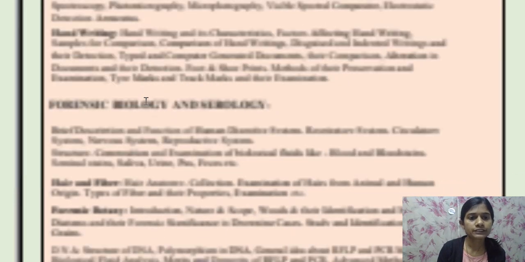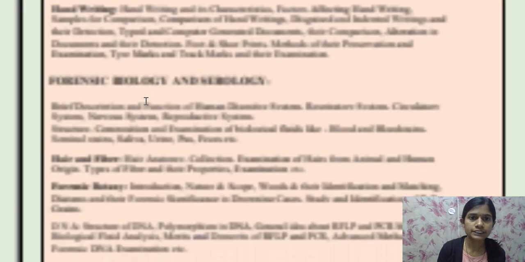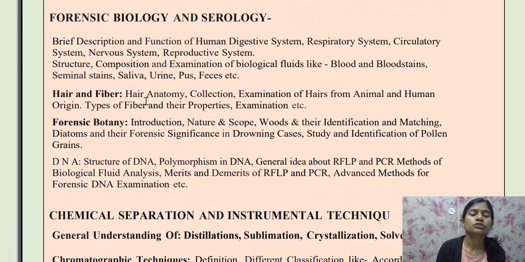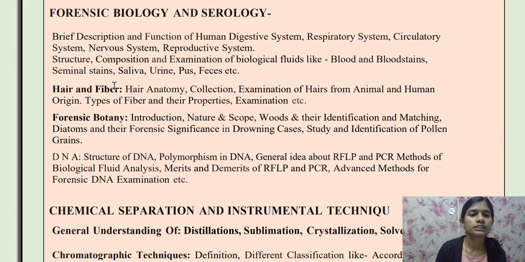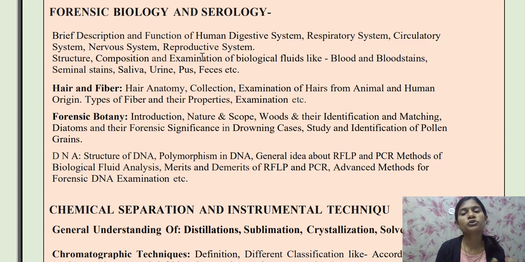So after this topic there is forensic biology and serology. In biology and serology they added the basic anatomy and physiology of the human also, which includes a brief description and function of the human digestive system, respiratory system, circulatory system, nervous system, and reproductive system. Only this part is the general biology, then the remaining parts come under forensic biology and serology only.